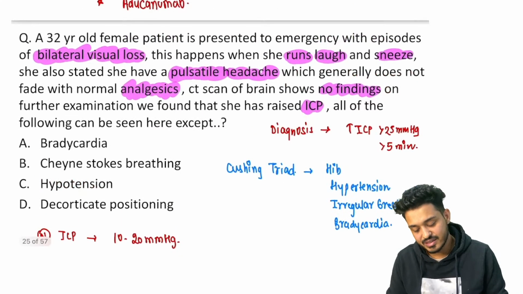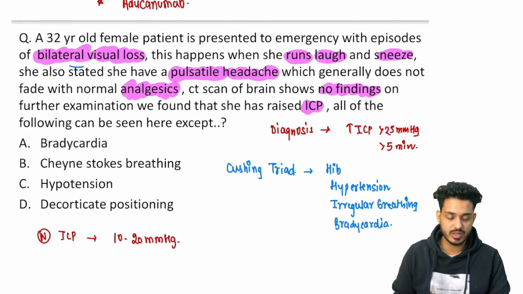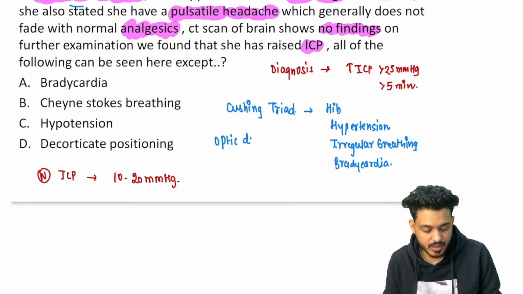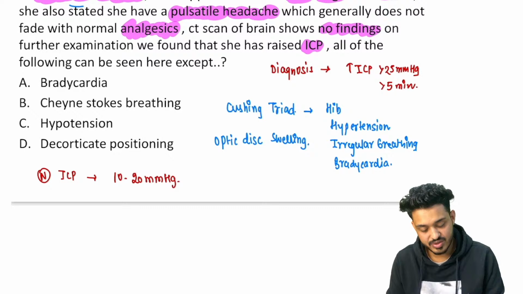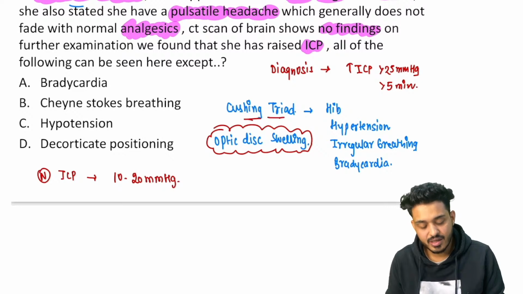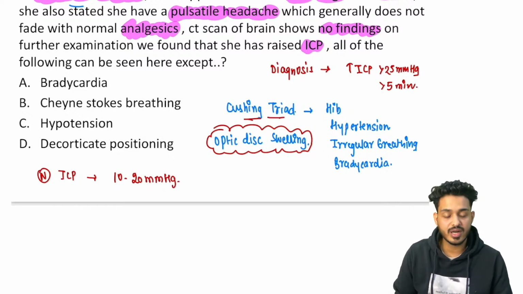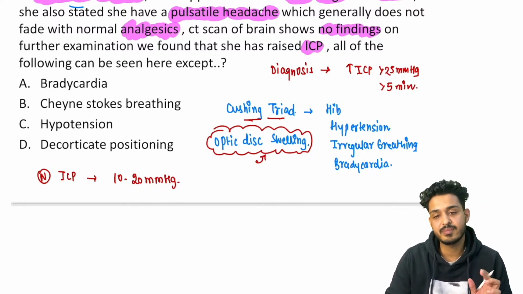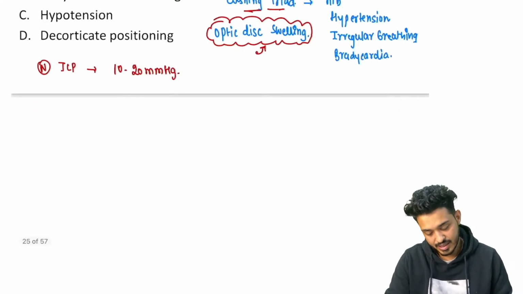Apart from that, this patient is having bilateral visual loss. Why is the visual loss happening? Because of optic disc swelling. The optic disc is swelling, and because of that vision loss is happening. Whenever you find this, along with Cushing's triad or one or two features of Cushing's triad, you will be thinking in terms of increased intracranial pressure. Very important entity, right?